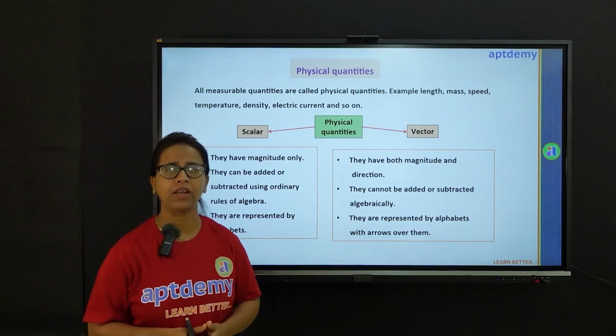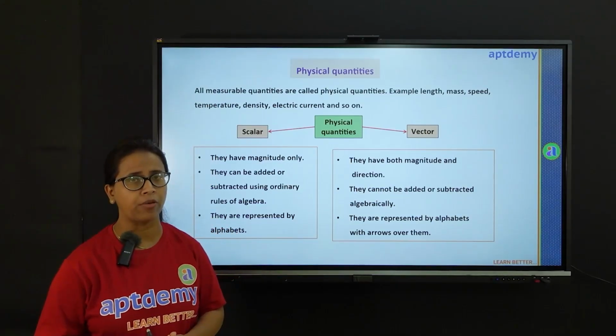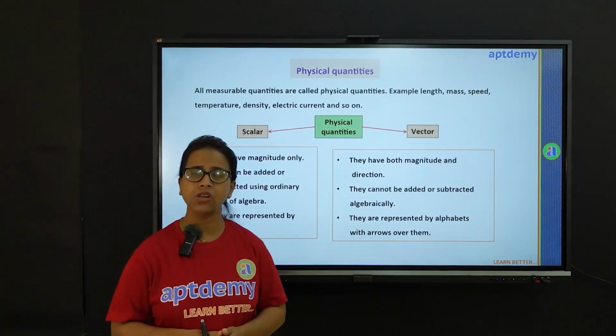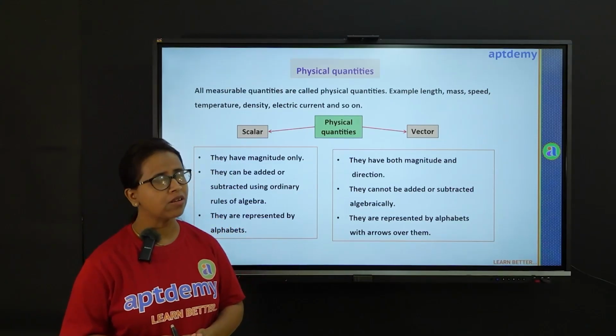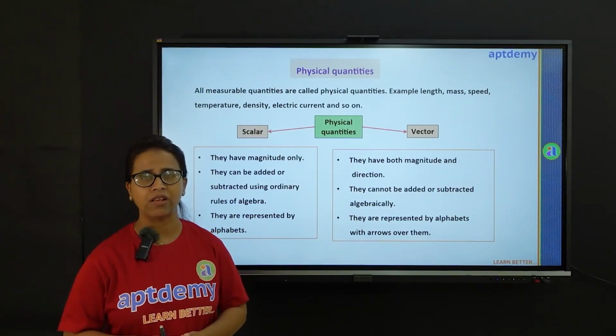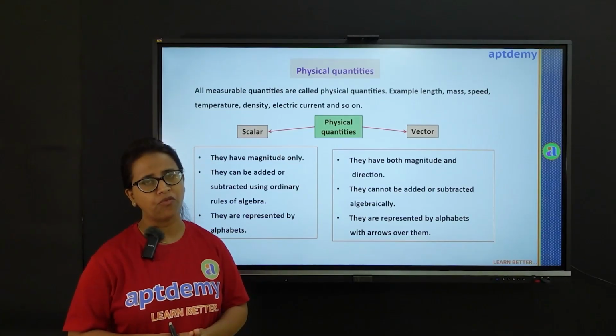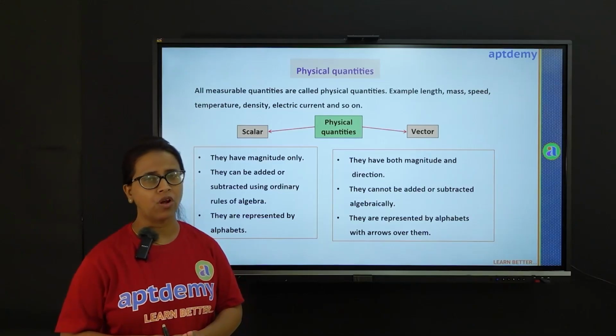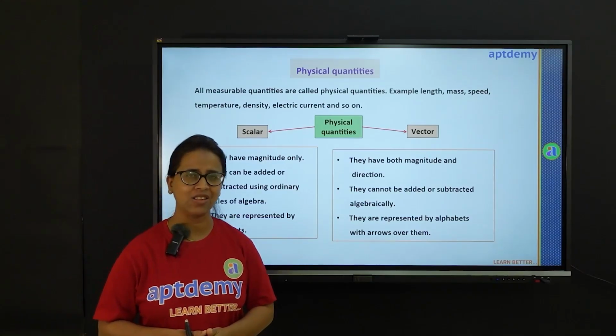But in case of vectors, there is an additional requirement, which is the direction of the quantity. So vectors are those quantities which have both magnitude as well as direction. And examples of vectors are force, velocity, acceleration, and so on.